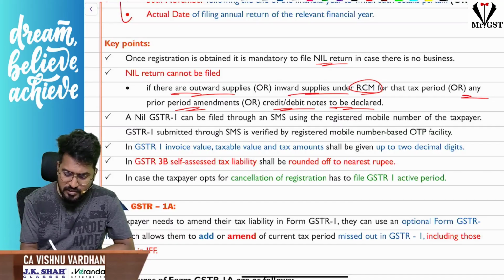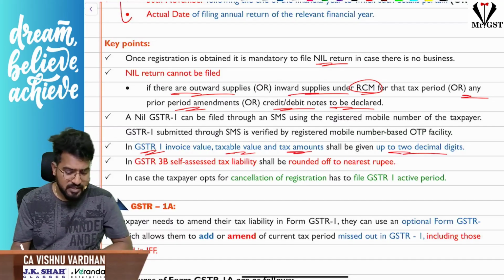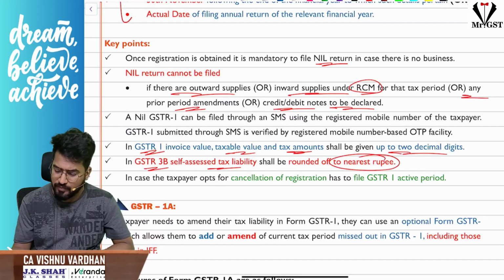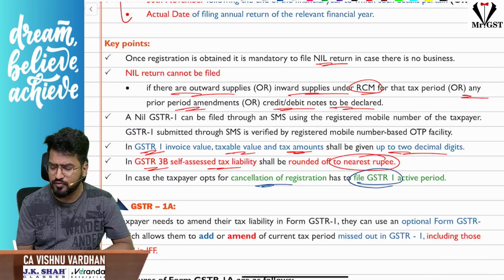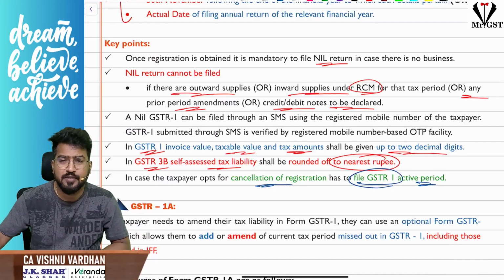Yes, obvious. So all these things are there. Next, in GSTR1 the invoice value, taxable value and tax amount should be rounded off to 2 decimal digits, and the 3B self-assessed tax liability will be rounded off to the nearest rupee. And when you are asking for cancellation of GST registration, you should file GSTR1 at least for the active period for sure. That is the concept.